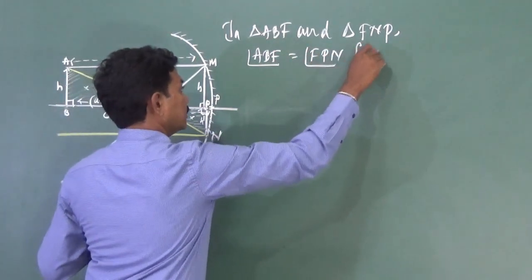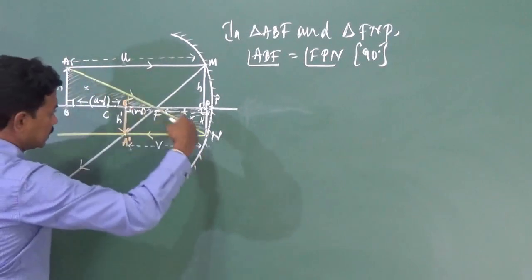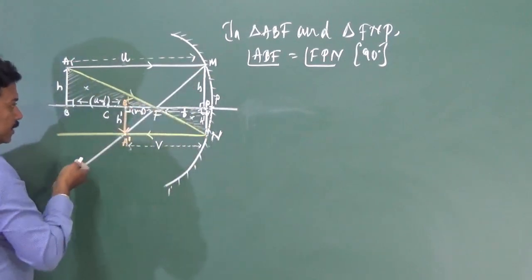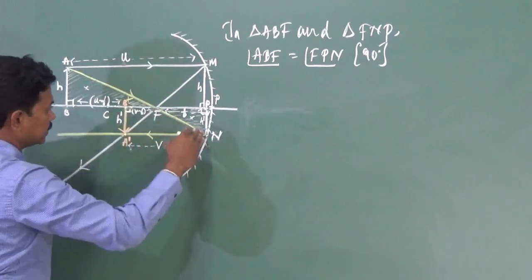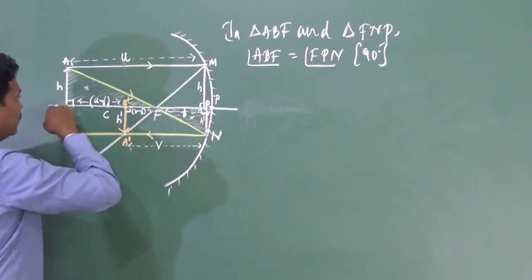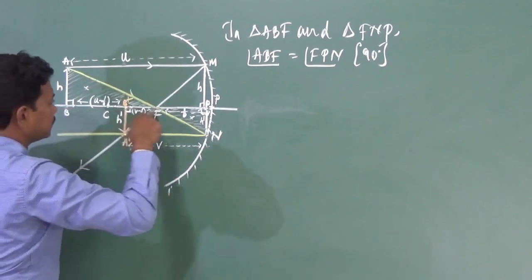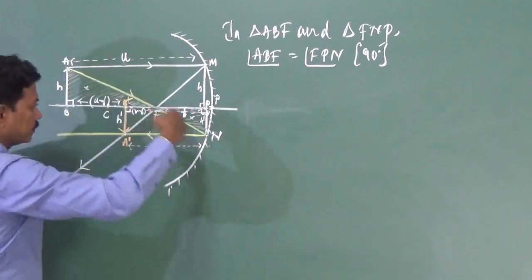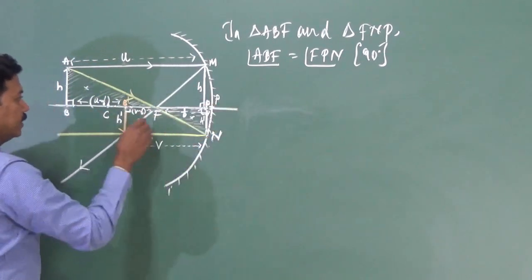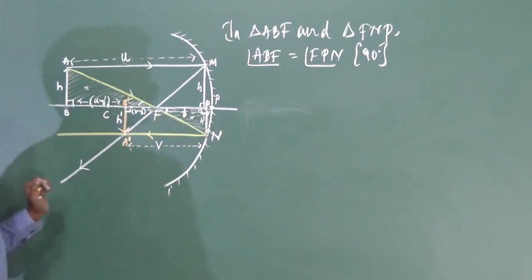So both are 90 degrees. Now this is one of the lines, and this principal axis is another straight line. So these two angles become equal because they are vertically opposite angles.